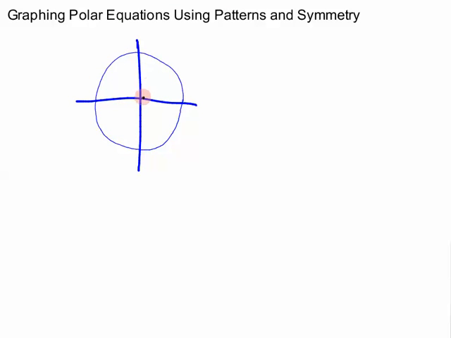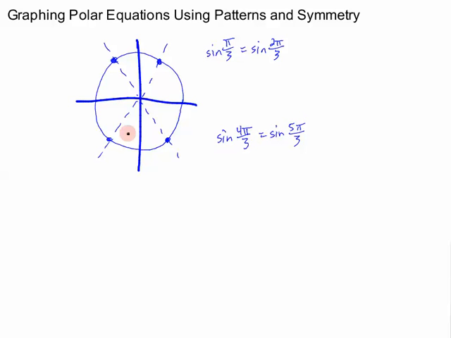the sine of, for example, pi over 3 is the same thing as the sine of 2 pi over 3, right? Because they both have the same y coordinate, and sine is the y coordinate in the unit circle. And similarly, here's 4 pi over 3, and here is 5 pi over 3. So the sine of 4 pi over 3 and the sine of 5 pi over 3 are the same as well, because they're both the same negative value.